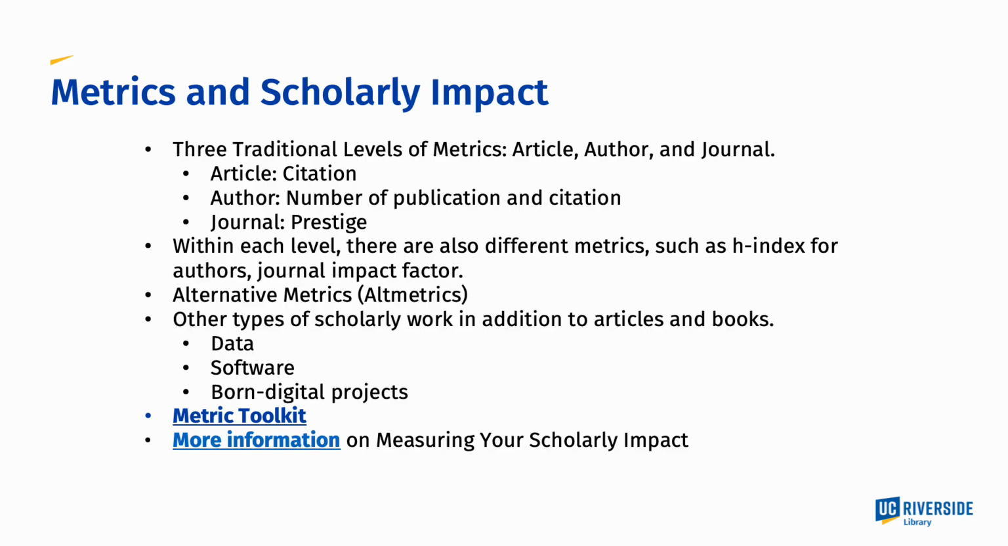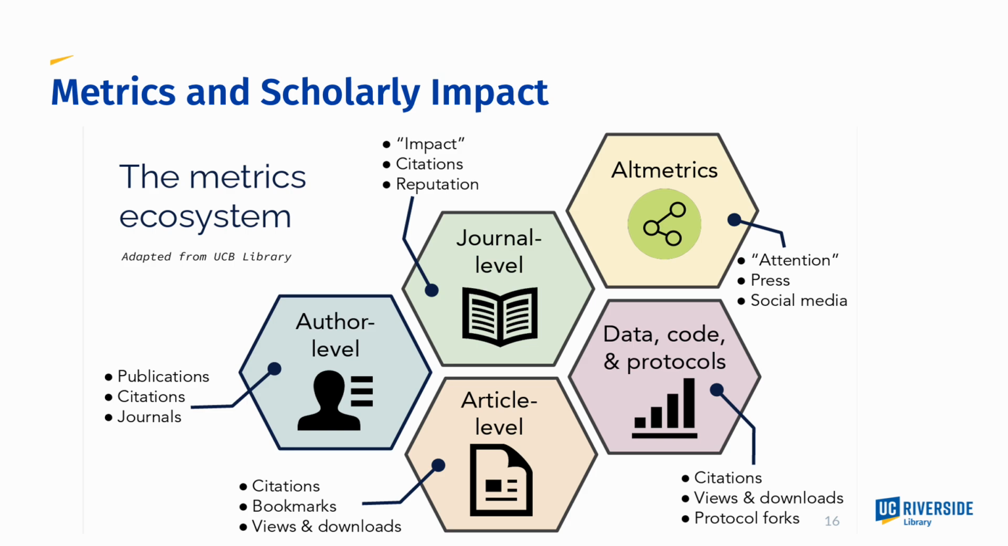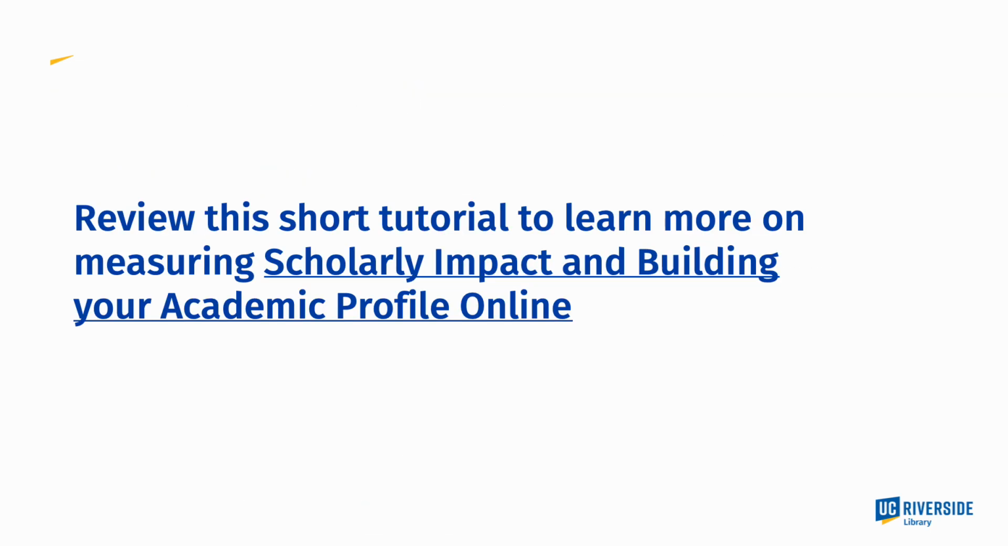I also want to emphasize altmetrics, which track and measure scholarly impact in a non-traditional and more comprehensive way, which includes surveying various spaces online, such as social media, blogs, policy documents, Wikipedia citations, and more. This visualization summarizes well the 3 traditional levels: article, author, journal, and non-traditional ways of measuring scholarly impact, such as measuring online presence, and other types of scholarly outputs, including datasets and software. I covered more information on measuring scholarly impact in a different tutorial. Click the link to learn more.